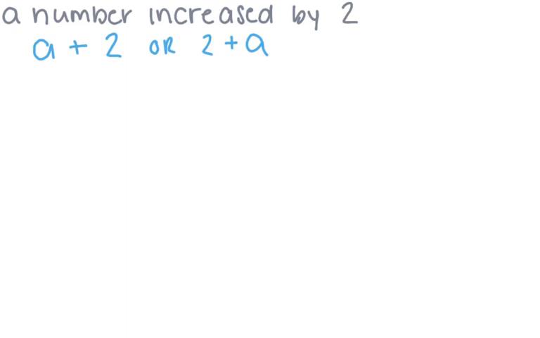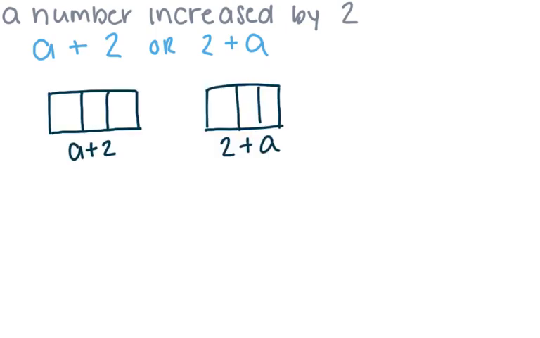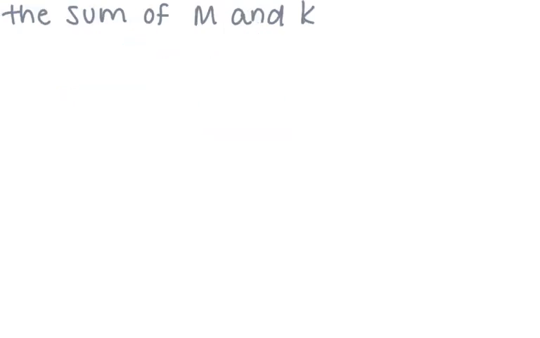Can we prove this using a model? We sure can. Both of the bar diagrams that I have drawn show A plus 2 or 2 plus A. Both show that a number is increasing by 2. So now how can we show in an expression the sum of M and K? So a key word here is sum. So this tells us that we are going to be adding. So we're going to be adding M and K together, or you could do K plus M.